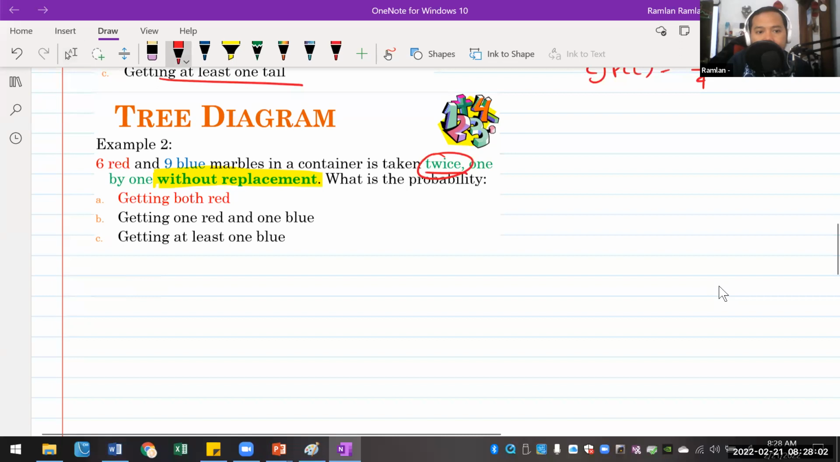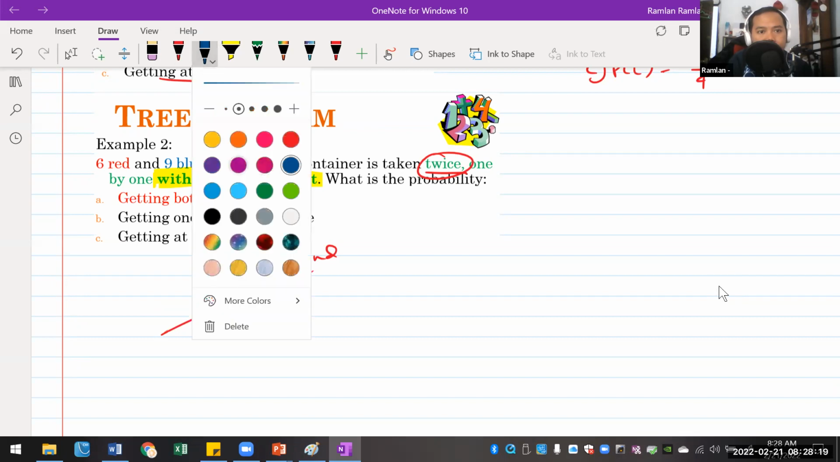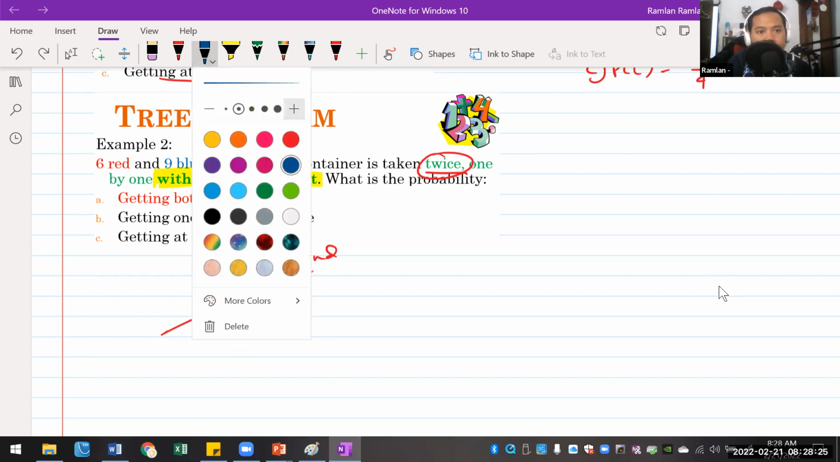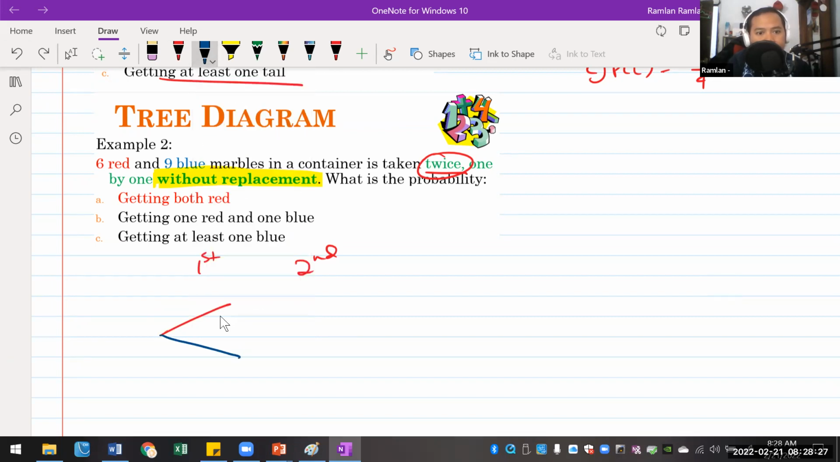The tree diagram will be like this because we take it twice. So you make the first time you take it and the second time you take it. The first time you take it, you get the red and then the blue. So the first one is the red and the second one is the blue. Wait, let me make that a little bit smaller. Here we go.